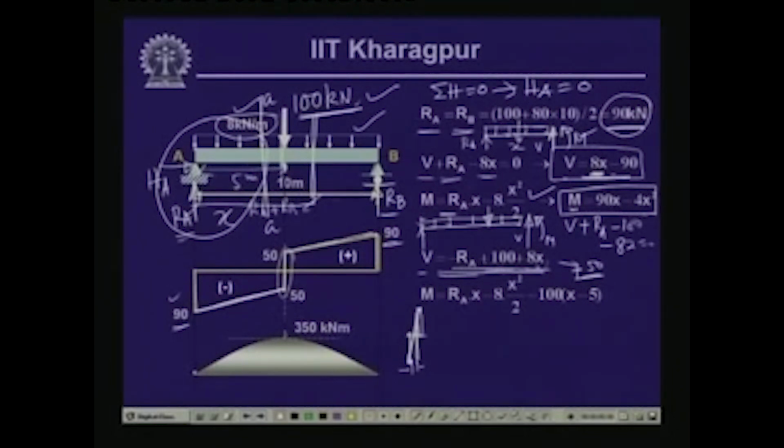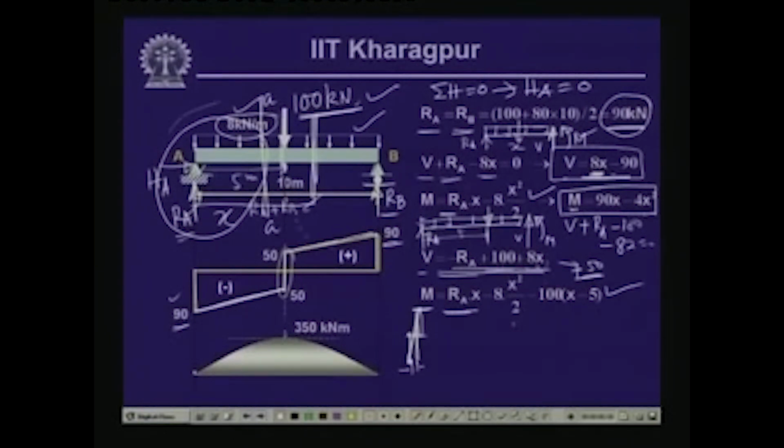Now, if we take the other free body diagram, which is a section beyond the load point, and take the free body of this left part, and if we compute the value of the bending moment there, we have bending moment equal to Ra into x, here this reactive force is Ra, minus 8 into x square by 2 minus 100 into x minus 5, this is at a distance of 5 meter. So, this is the expression for the bending moment.